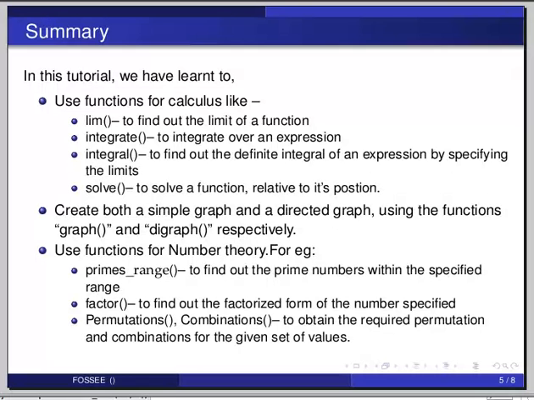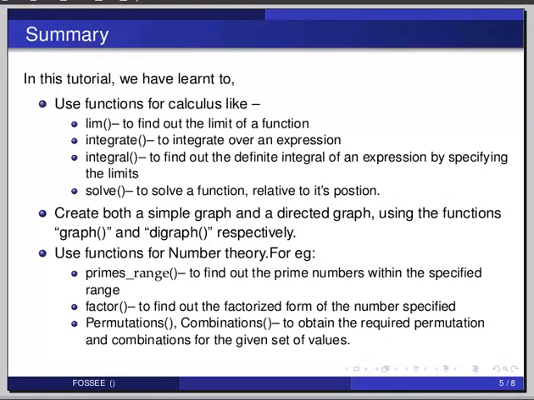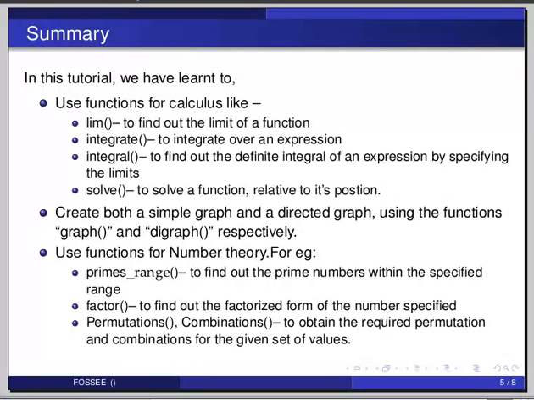respectively, then use functions for number theory, for example the prime underscore range function to find the prime numbers within the specified range, then the factor function to find the factorized form of the specified number, then the permutations and combinations functions to obtain the required permutation and combination for the given set of values.